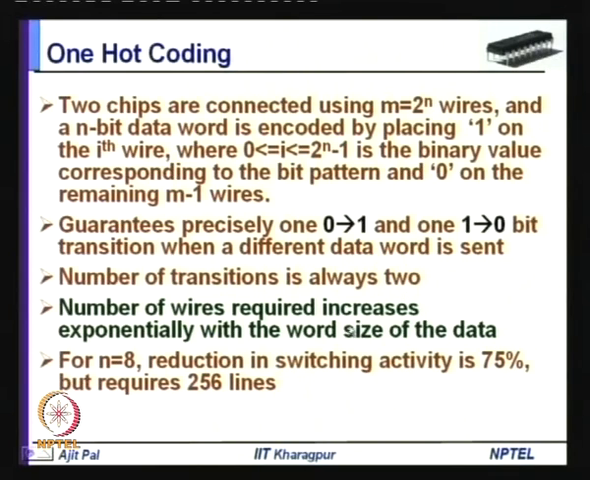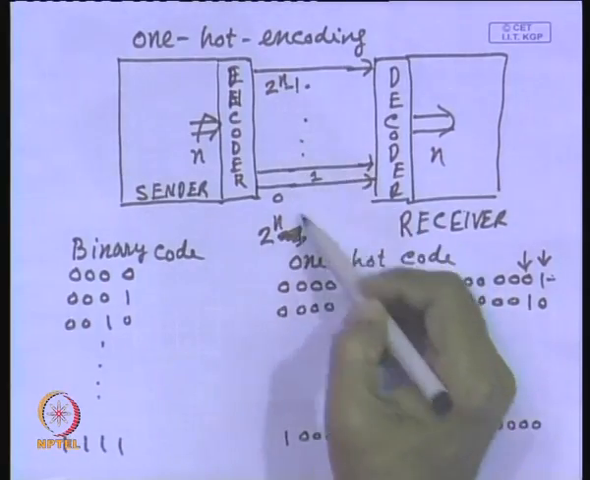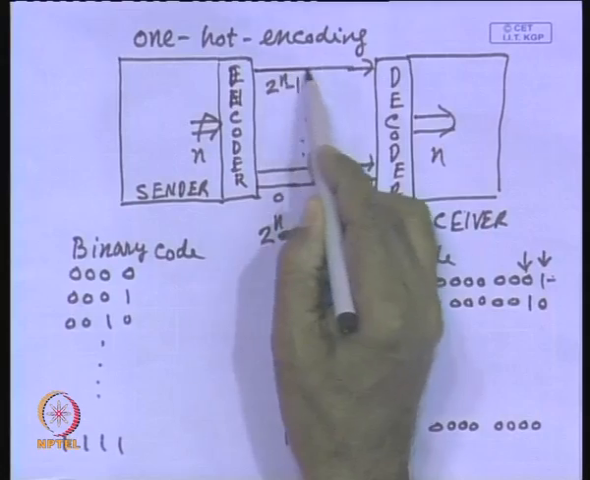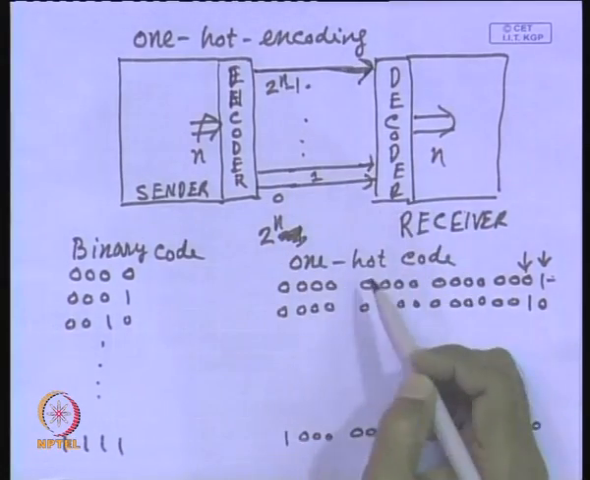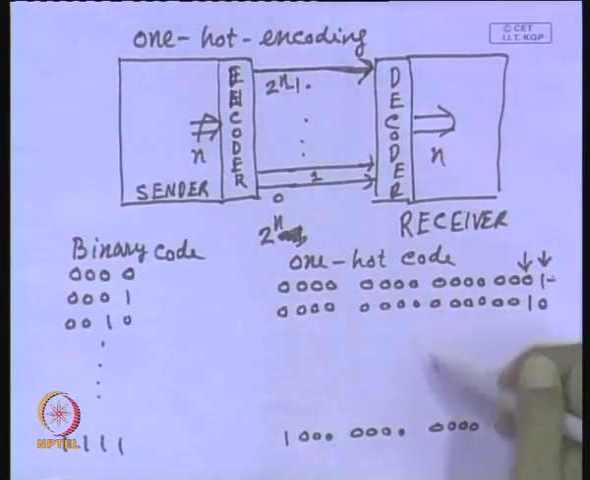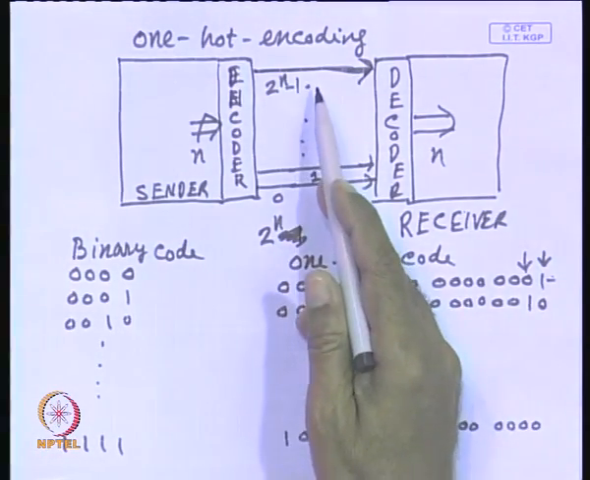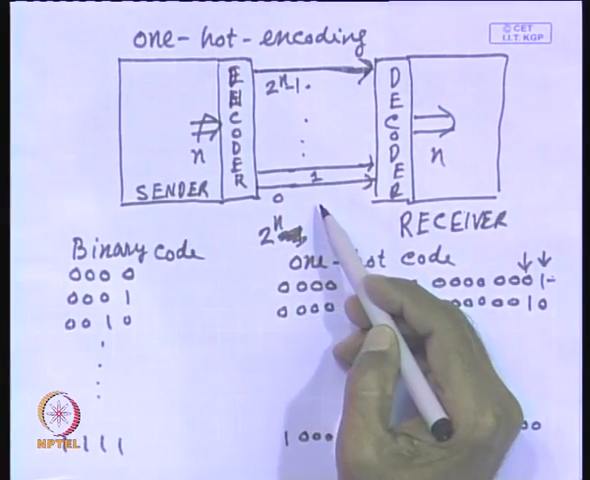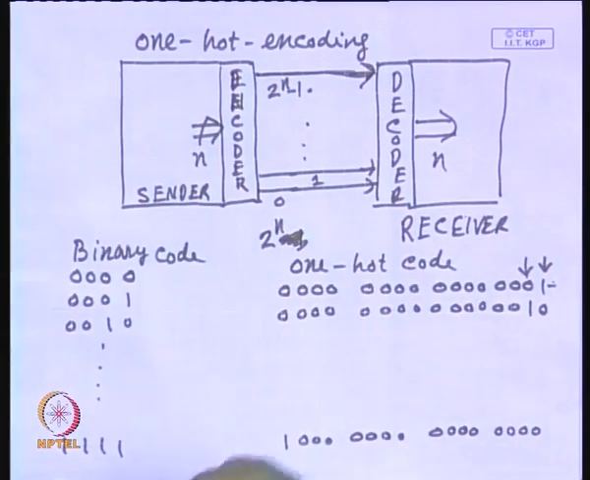The number of wires required increases exponentially with the word size of the data. So, this is a very discouraging situation, because the number of wires, as you can see, is increasing exponentially. So, although this reduces the switching activity significantly, the number of wires increases exponentially as the number of bits increases. That means, it can be used for small values of n, not for large values of n.